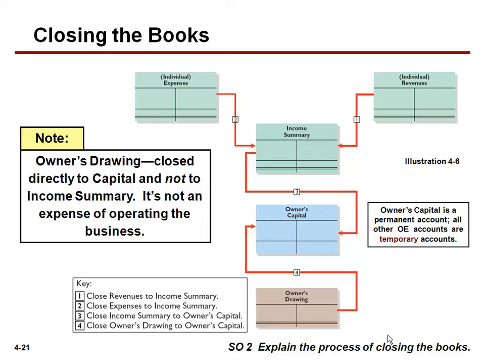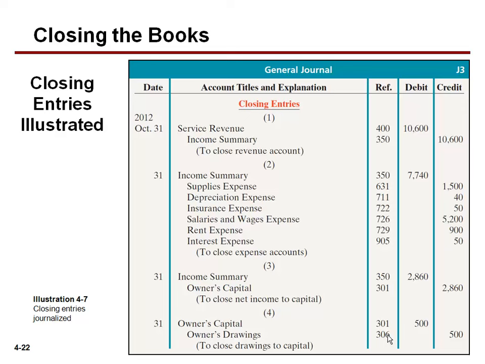Let's illustrate each of these four closing entries at year end. This data comes from the balances in our earned revenue accounts and the balances in all our expense accounts, as well as the balance in our owner's drawing account at year end.